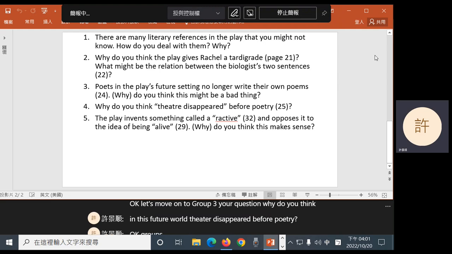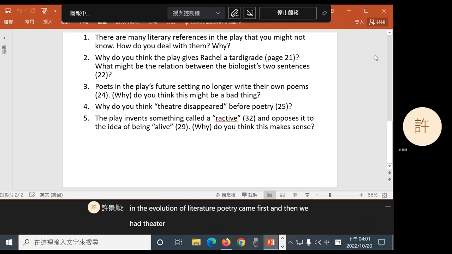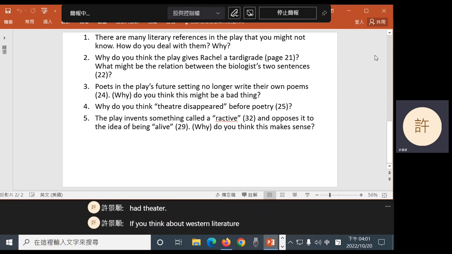Okay, group three has some very interesting ideas. So why did theater disappear first? One answer to this is that in the evolution of literature, poetry came first, and then we had theater. If you think about Western literature, first we had Homer, and then we had Greek tragedy. So if in this society literature is degrading and people are losing access to literature, it makes more sense to think that the most original and basic forms of literature would last longer.